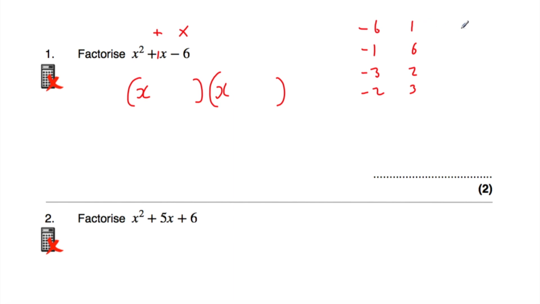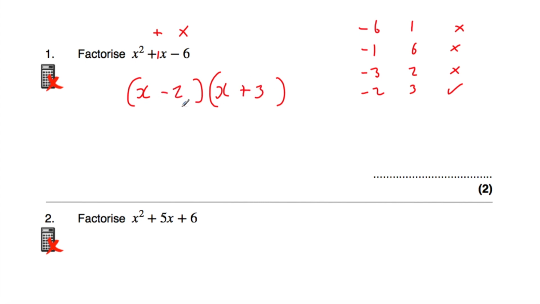-6 plus 1 is -5, so it's not that option. -1 plus 6 is 5, so it's not that option. -3 plus 2, well, going up 2 would bring us to -1, so that's not the right option either. And -2 plus 3 is 1. So these two numbers, -2 and 3, will times together to give us -6, and they will add together to give us 1. So inside our brackets, we could have x minus 2 and x plus 3.